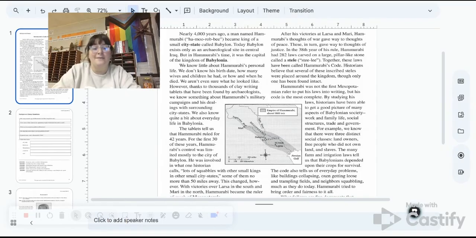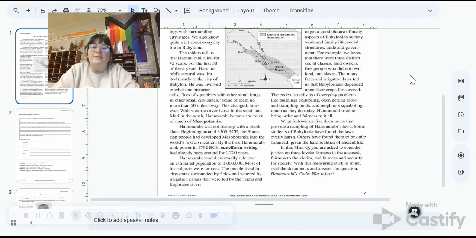However, thanks to thousands of clay writing tablets that have been found by archaeologists, we know something about Hammurabi's military campaigns and his dealings with surrounding city-states. We also know quite a bit about everyday life in Babylonia. The tablet tells us that Hammurabi ruled for 42 years. For the first 30 of these years, Hammurabi's control was limited mostly to the city of Babylon.